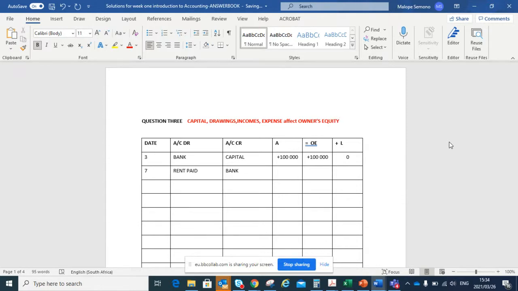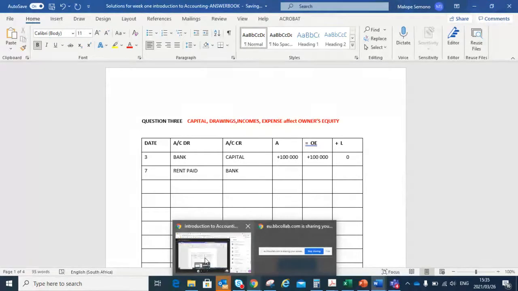You must know that. Remember, capital is an owner's equity. That's why it affects owner's equity. Drawings, again, is a negative owner's equity. But incomes and expenses also affect what? Owner's equity. So the reason why we said we are going to affect owner's equity is the fact that rent expense is an expense, and expenses affect owner's equity.